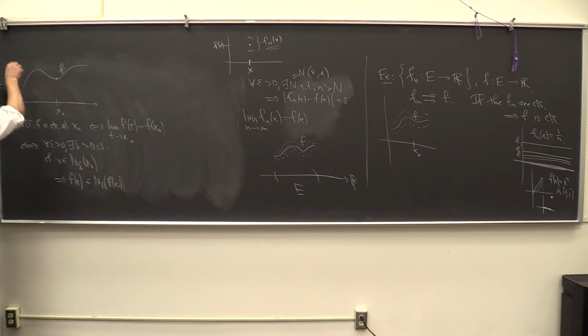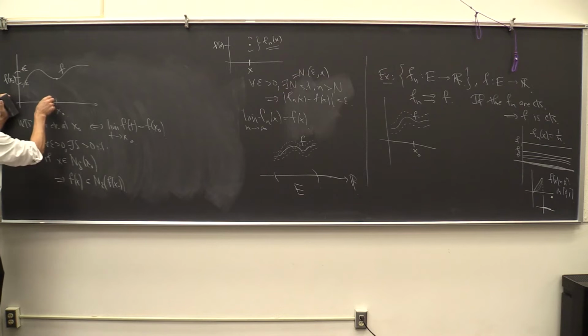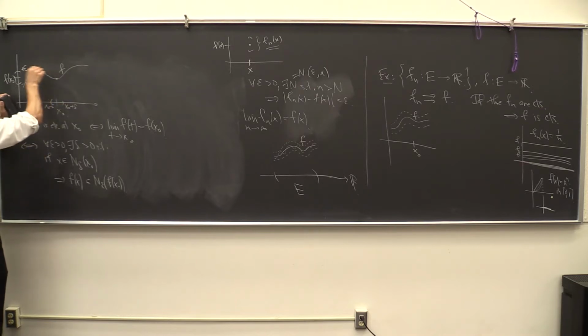So pictorially, here is f of x naught. And you want to show that given any epsilon, so here's the epsilon neighborhood, plus epsilon, minus epsilon, then there's going to be some delta neighborhood over here, x naught minus delta, x naught plus delta, so that everybody in the delta neighborhood is going to lie in the epsilon neighborhood of f of x naught. So we want to find the delta neighborhood so that all the outputs lie between these bars.